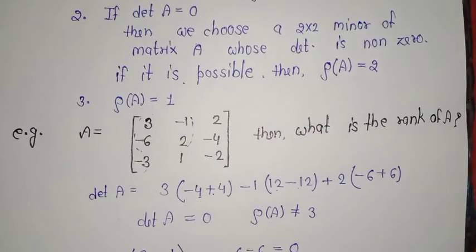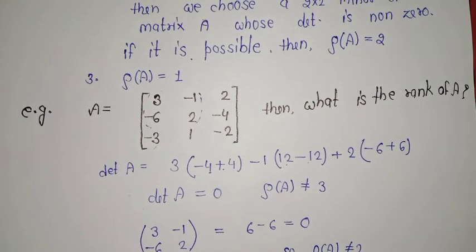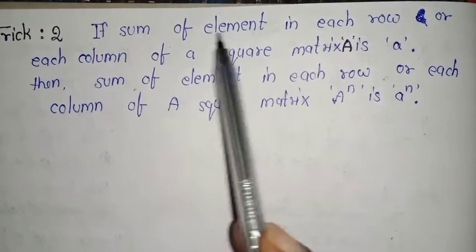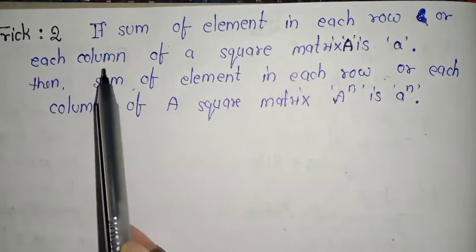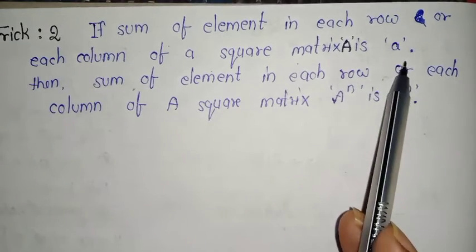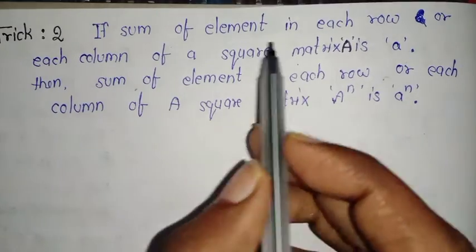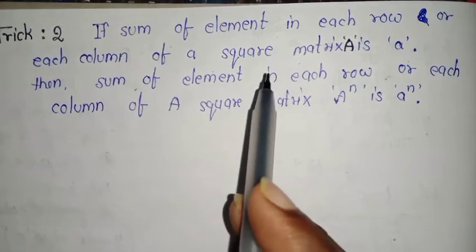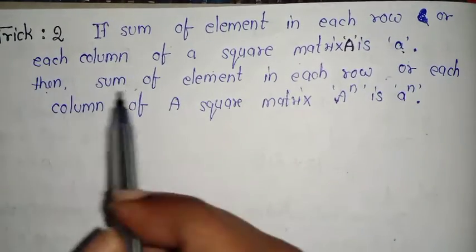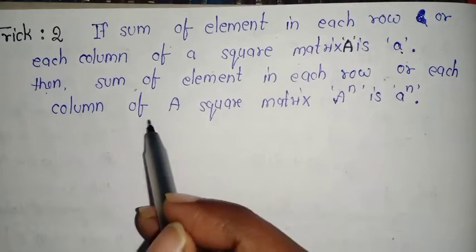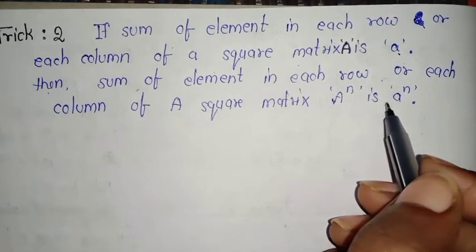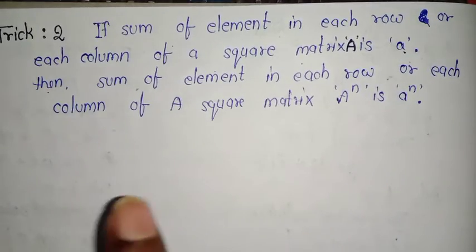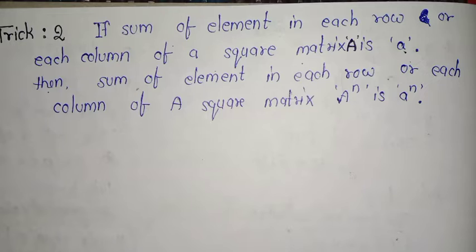Now I am going to take our next short trick. Our next short trick is that if the sum of elements in each row or each column of a square matrix A is the same, say a, then the sum of elements in each row or each column of the square matrix A raised to power n is a raised to power n. I hope you are understanding. If not, I will take one example to show what it is saying.